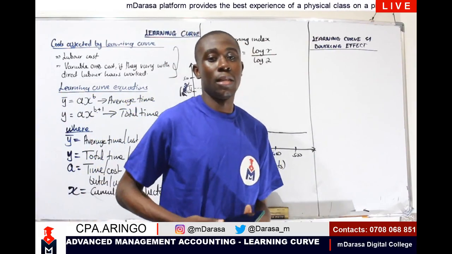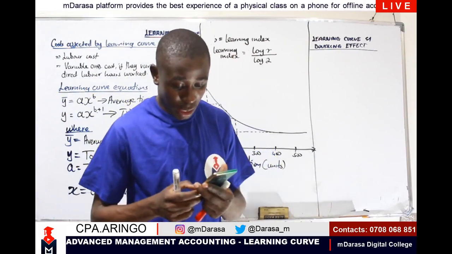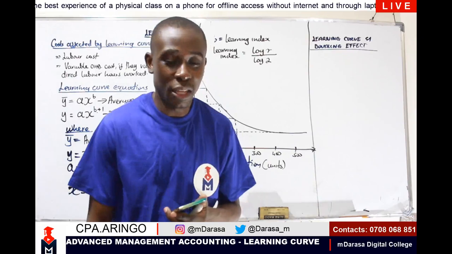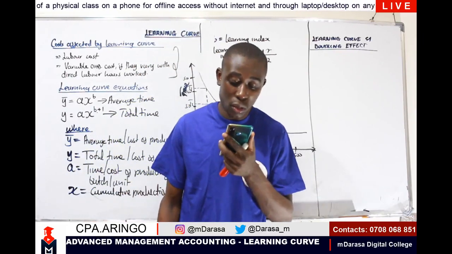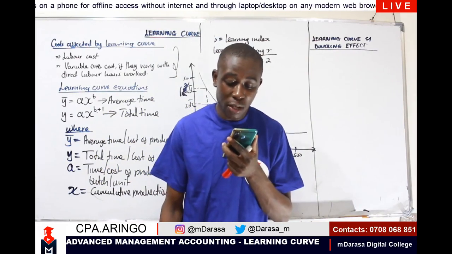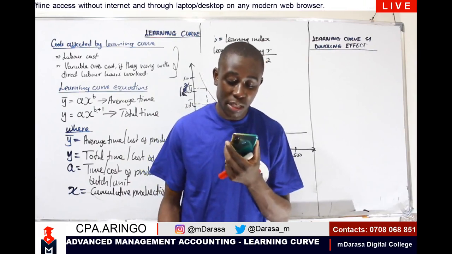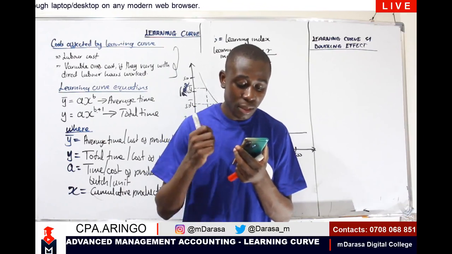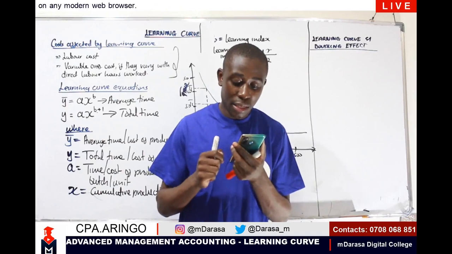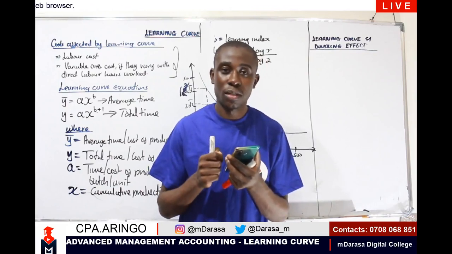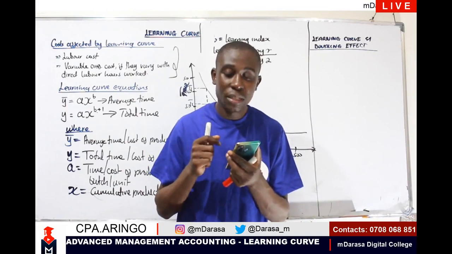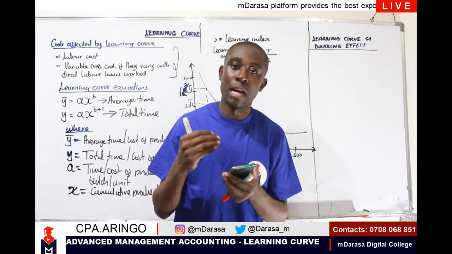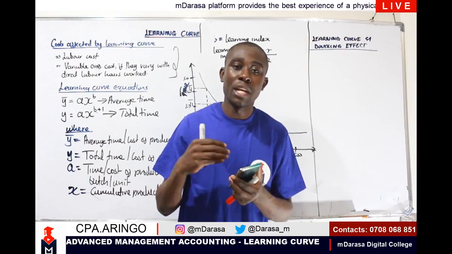So ideally, of course, you're also going to explain it with a graph. We normally say that the learning curve model, for those who are writing, and it's very important for you to put this down, is based on the assumption that the average cost or average time of production decreases by a constant percentage when cumulative production doubles.